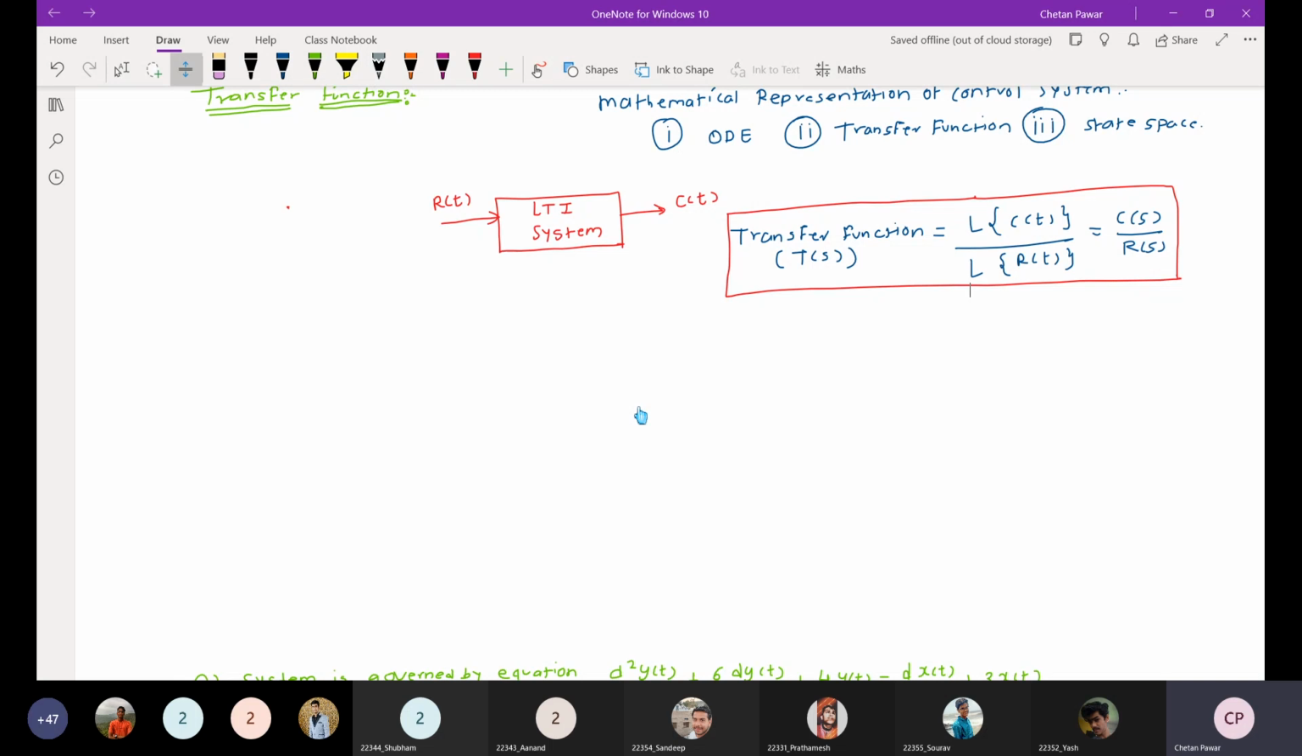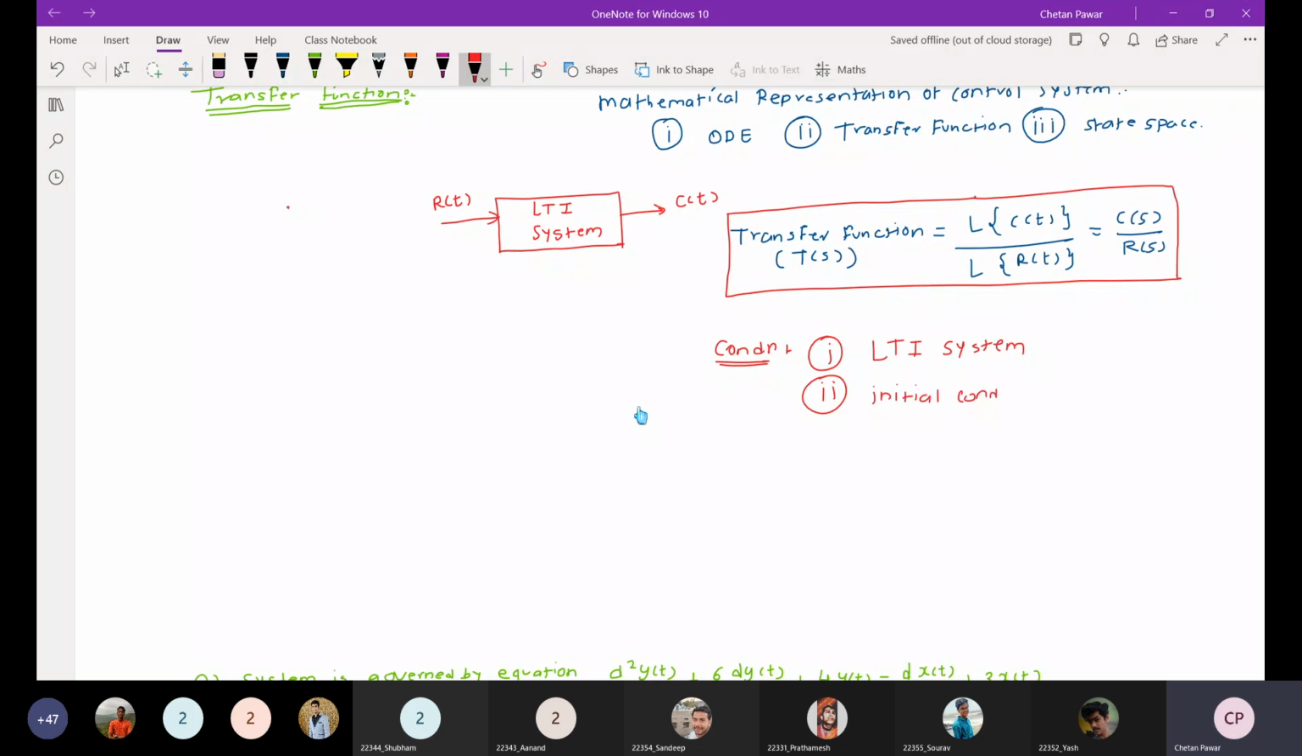Okay, so conditions for this particular thing. So what are the conditions? The first condition is the system should be an LTI system. For an LTI system only can you calculate the transfer function. What is meant by LTI system? Linear time invariant system. And the second point is initial condition should be 0.